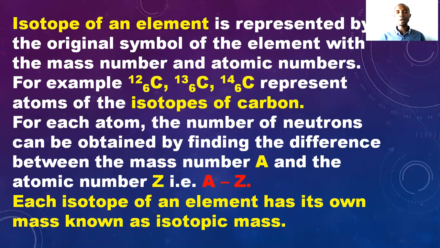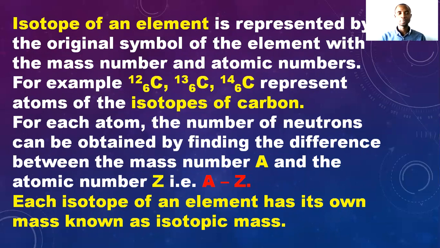For each atom, the number of neutrons can be found by taking the difference between the mass number and the atomic number, which is A minus Z. A is the mass number, Z is the atomic number. When you do that, you find the number of neutrons in the first one is 6, the second one is 7, and the last one is 8. This is an issue of isotopy, and the three of them are isotopes of carbon.